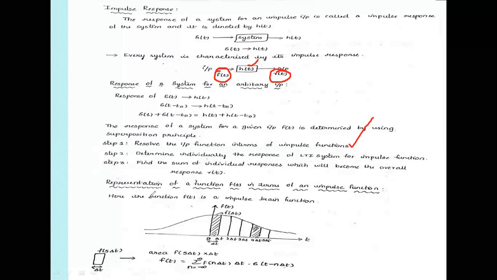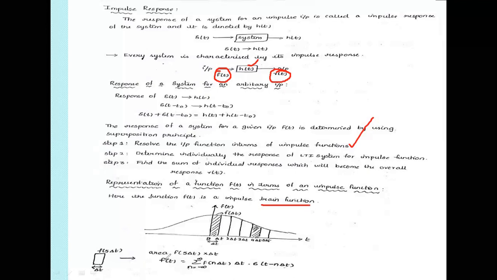We will learn in sampling also that the function x of t is combined with impulse functions, the impulse train. Here the function f of t is the impulse train function: one delta t, two delta t, three delta t, four delta t, and five delta t. The gap is delta t, the relation to 0 delta t, 2 delta t, 3 delta t, and so on.